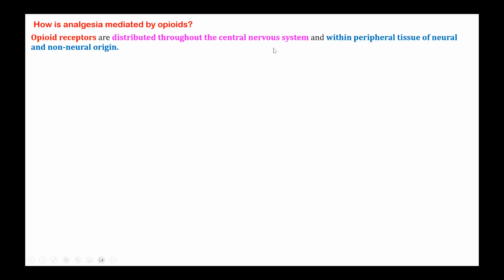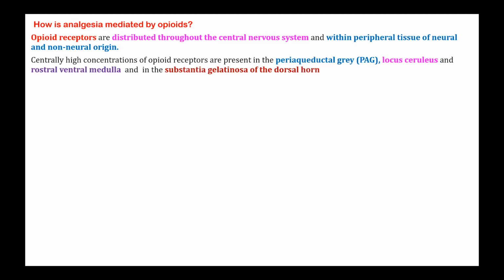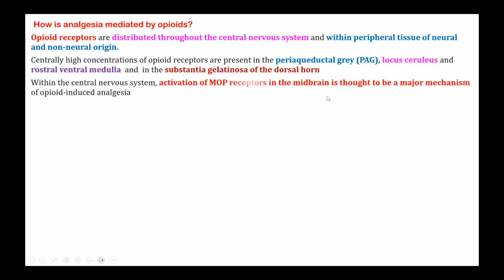They are ubiquitously present, and that is where your endogenous ligands are able to stimulate them and differentiate the quality of, or the tolerance level of pain. The threshold for pain is different from person to person because of the distribution of these opioid receptors at these three levels and their endogenous stimulation. And centrally, high concentrations of opioid receptors are present in the periaqueductal gray area, rostral ventral medulla, and substantia gelatinosa of the dorsal horn. And these are the four areas where they are present.